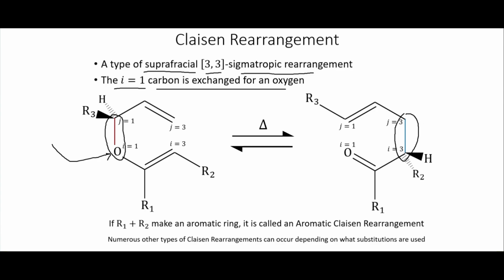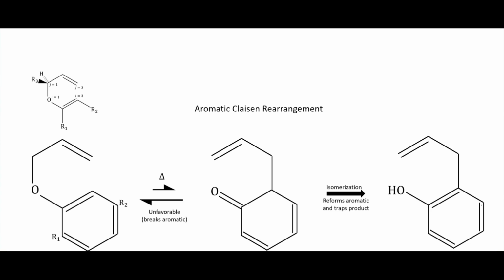There are multiple different types of these Claisen rearrangements depending on what else is put onto these R groups. We have an R group there, an R group there, and an R group there. Depending on what is put onto each of those R groups, we end up with a different type of Claisen rearrangement. One of the more popular ones is if we make an aromatic ring between the R1 and R2, and this is called the aromatic Claisen rearrangement. And that looks like this.